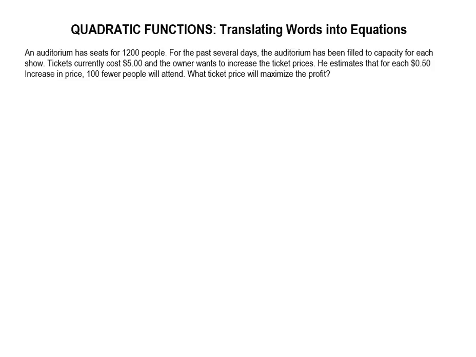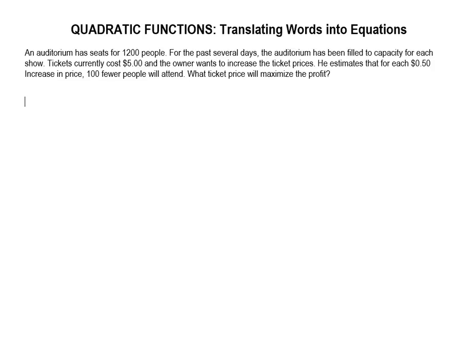So here's our problem. It says an auditorium has seats for 1,200 people. So for the past several days, the auditorium has been filled to capacity for each show. Now, currently, the tickets are costing $5 each, and the owner wants to increase the ticket prices. He figures he's got the demand, he might as well just increase the prices. But he does estimate that for every 50 cents increase in the price of one ticket, probably 100 fewer people will attend, because people don't like to necessarily pay a higher price, right? So what ticket price will maximize his profit?